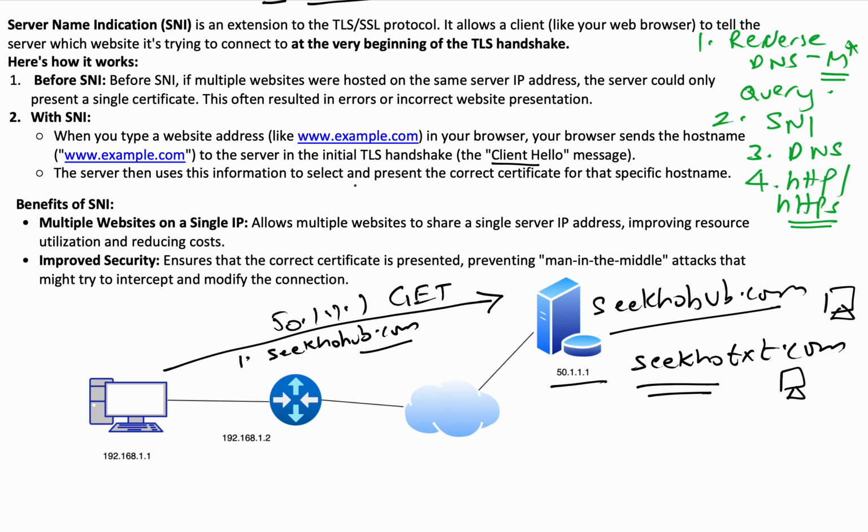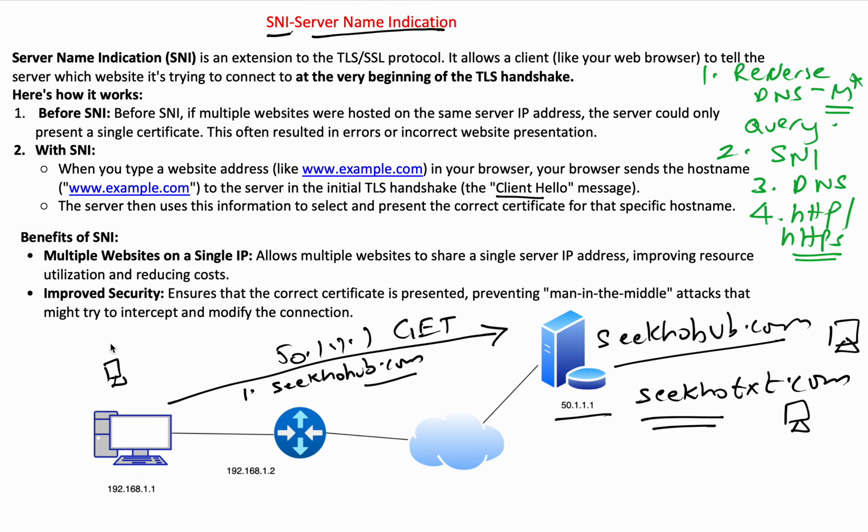The server then uses this information to select and present the correct certificate that is present. So once you load the website, it'll have the certificate, right? You'll see a padlock, correct? So this is why this is very important.